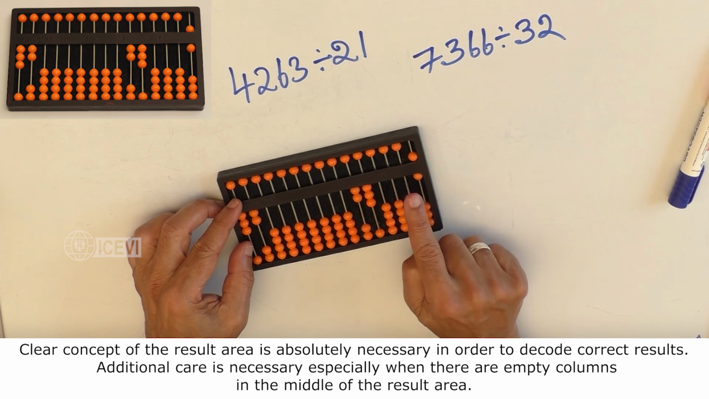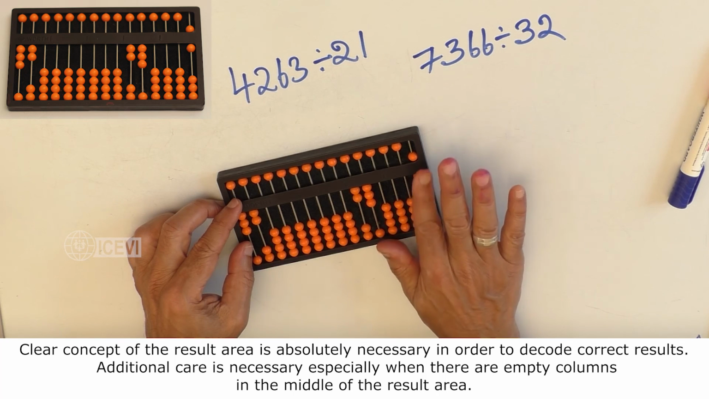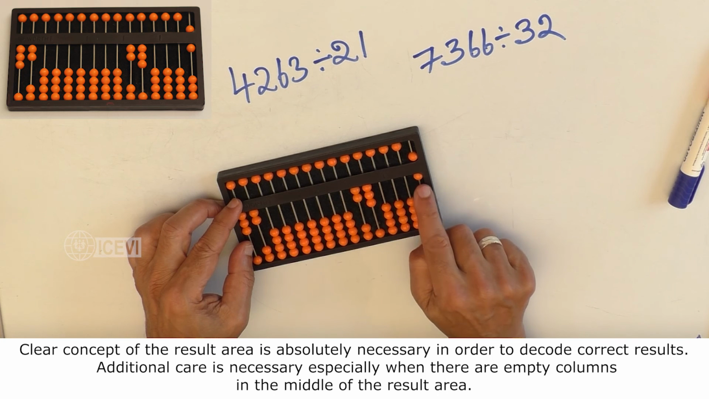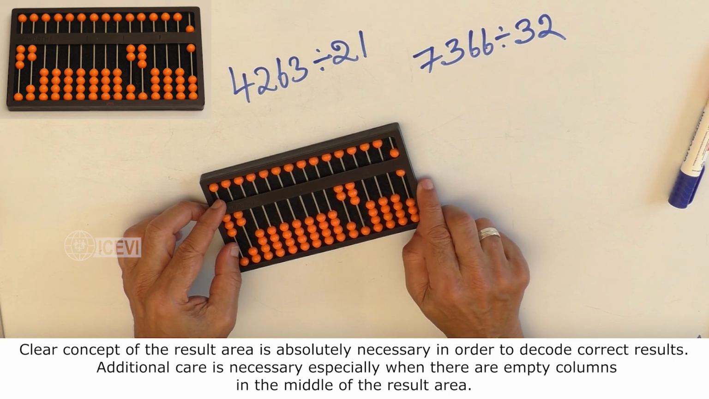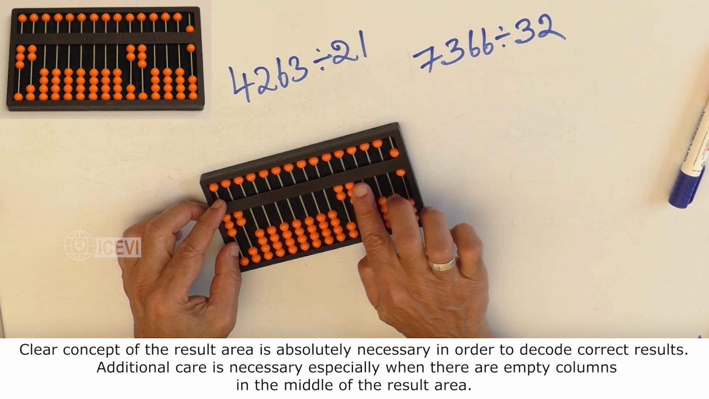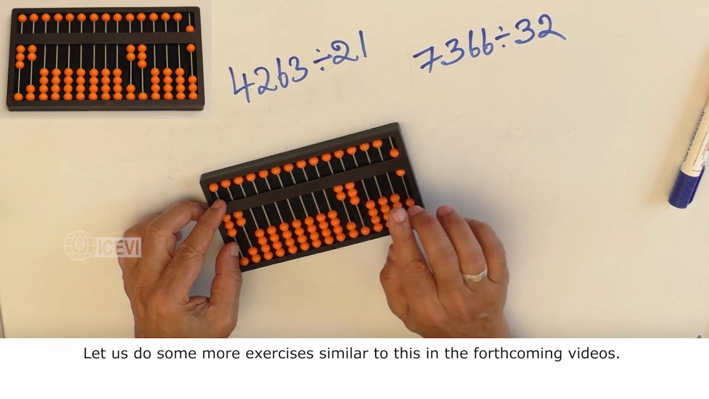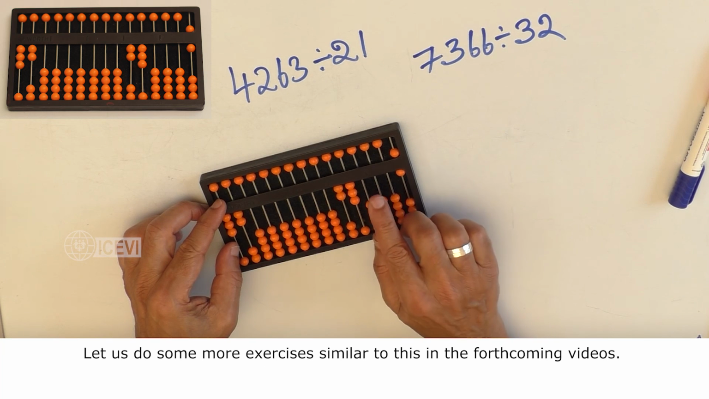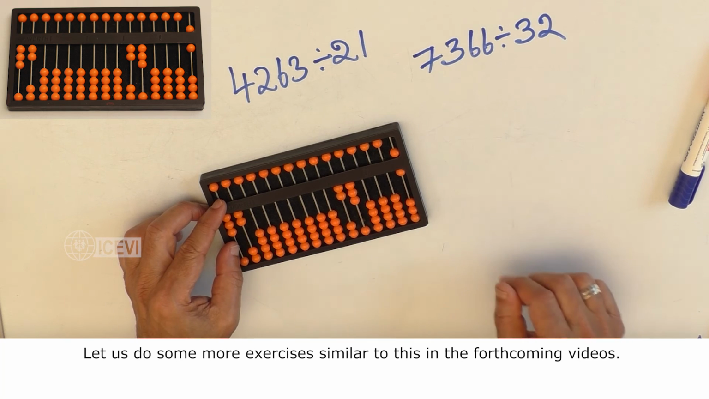Clear concept of the result area is absolutely necessary in order to decode the correct results. Additional care is necessary, especially when there are empty columns in the middle of the result area. Let us do some more exercises similar to this in the forthcoming videos.